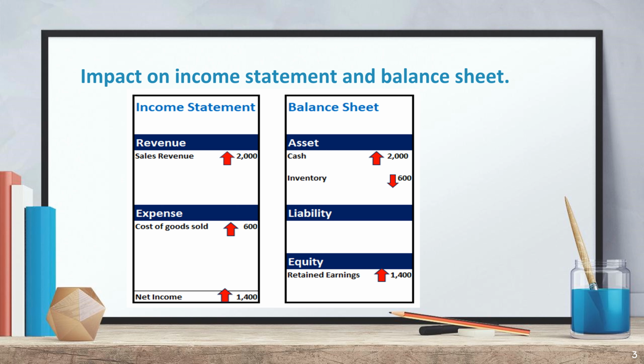The credit entry of $2,000 to sales revenue increases the total revenue reported on the income statement. However, the debit entry of $600 to COGS represents the cost of the merchandise sold, reducing the company's net income. Overall, the net income increases by $1,400, assuming there are no other transactions.